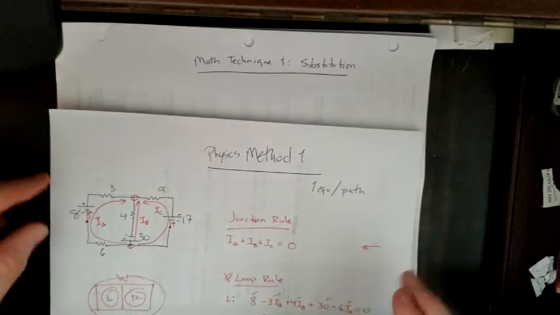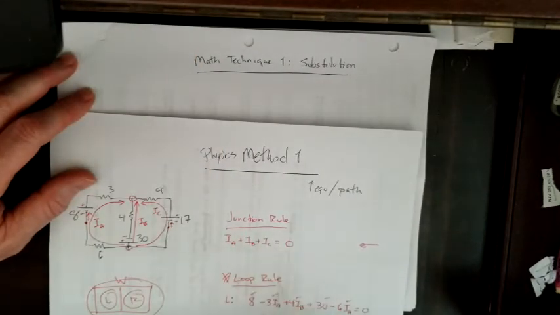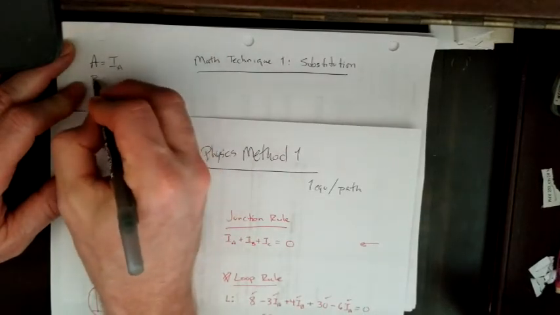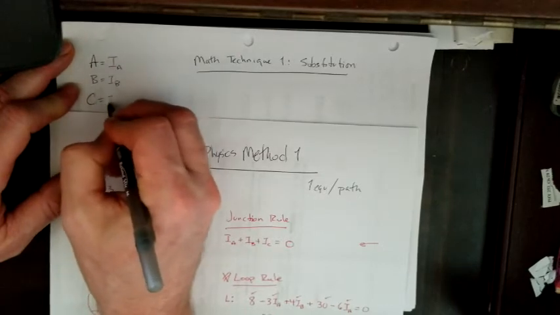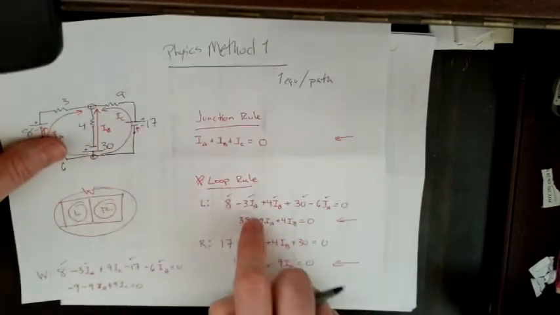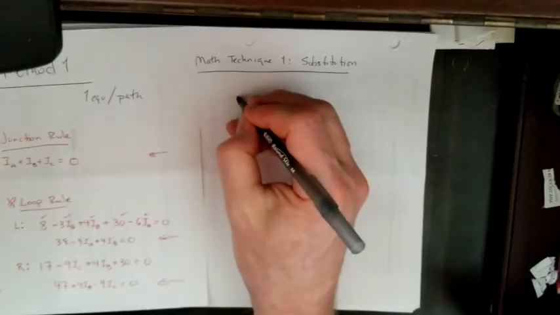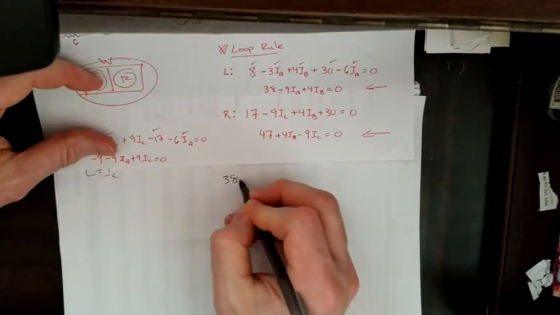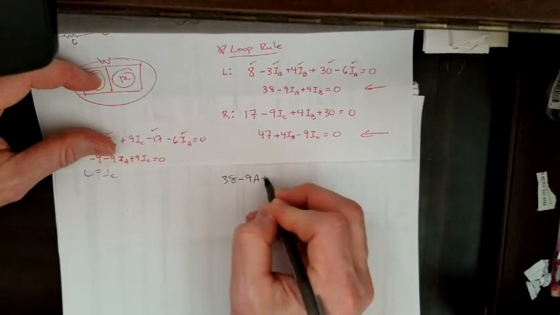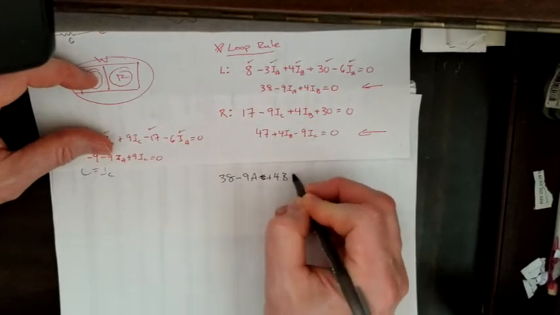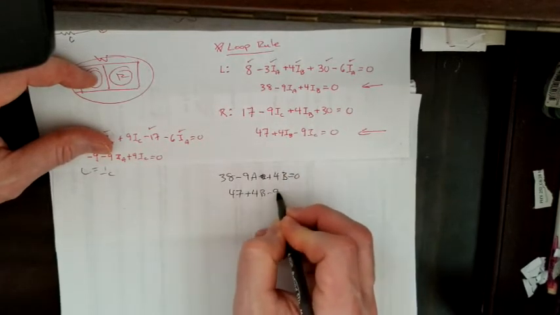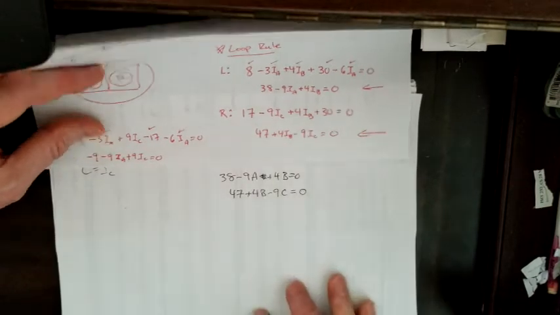And one other thing I'm going to do here is, the more I have to write, the more likely I am to make a careless error. So I'm just going to let the letter A equal current sub A, B equal current sub B, and C equal current sub C. And so my first equation here, I have A plus B plus C equals 0. The next equation I have down here is going to be 38 minus 9A plus 4B equals 0. And then the last equation, 47 plus 4B minus 9C is equal to 0.